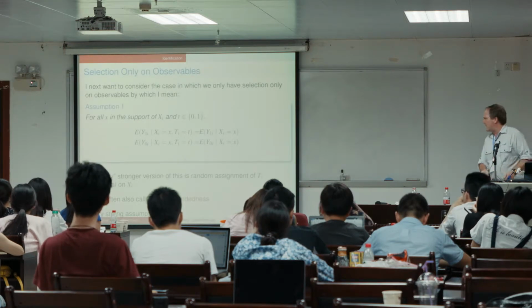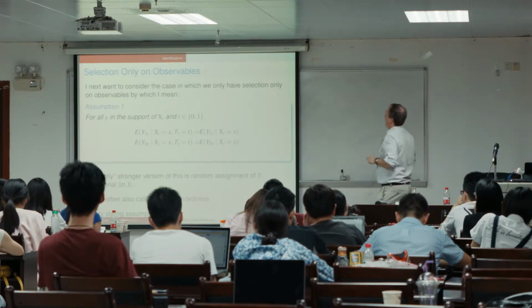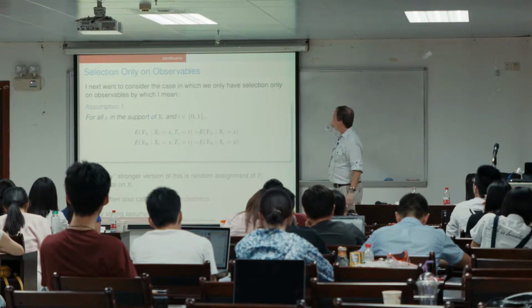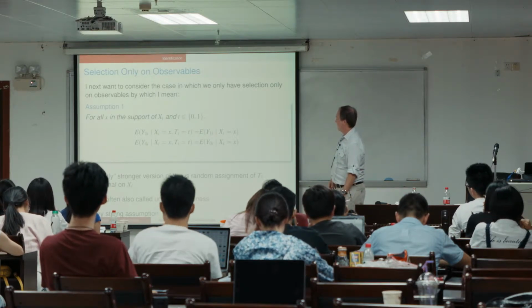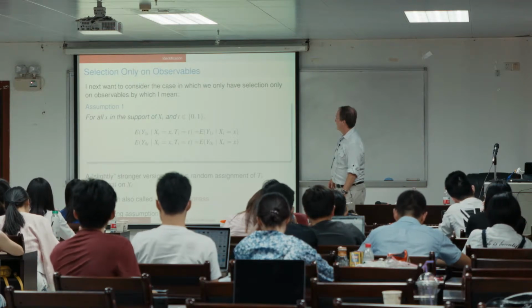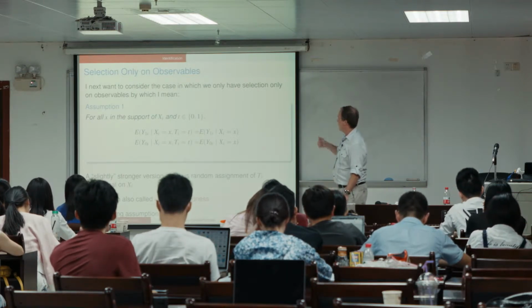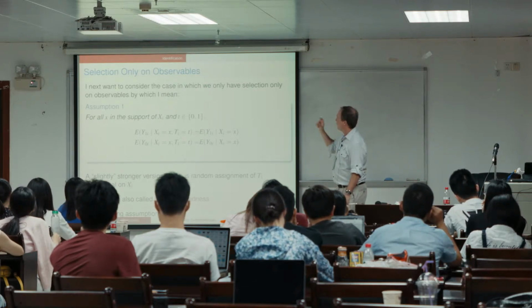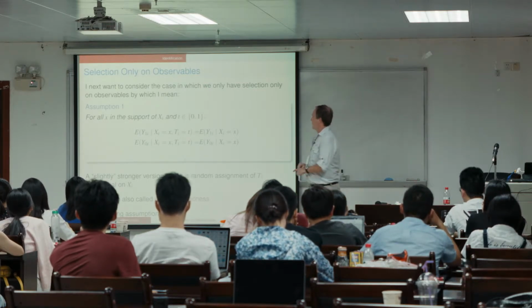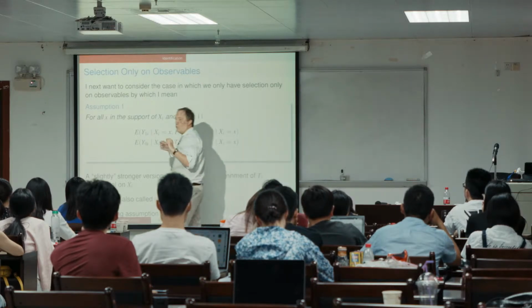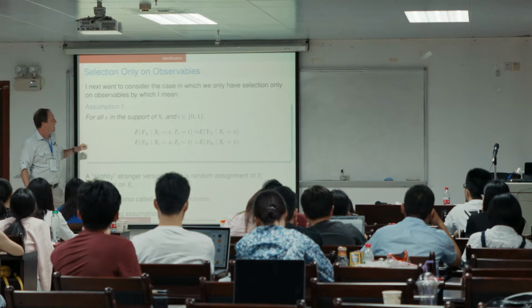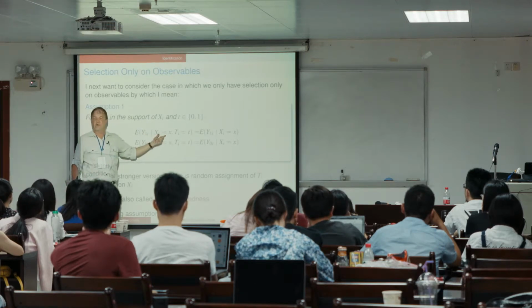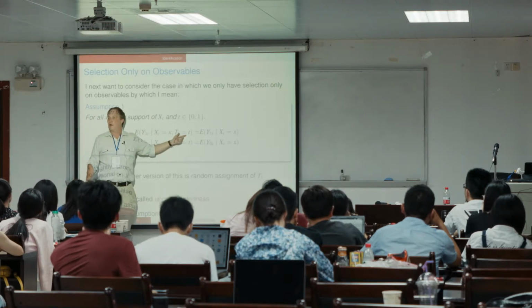Okay, the next problem that we want to think about is a simple one that you probably thought about before. I don't want to spend a whole lot of time on this. There's one interesting point that you might not have thought about before if you haven't seen this. So what are we going to assume? We're going to assume selection only on observables. So what does selection only on observables mean? It means that once I control for a bunch of x's, I can think about t as being randomly assigned.